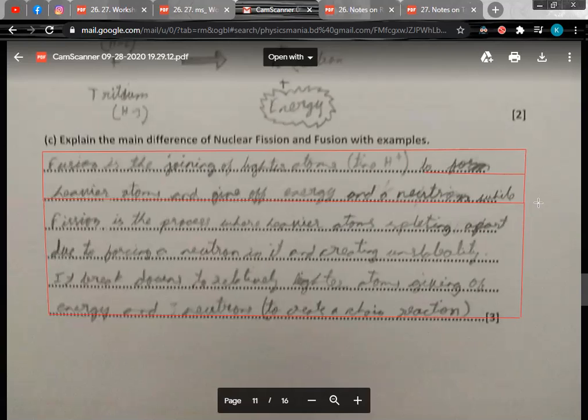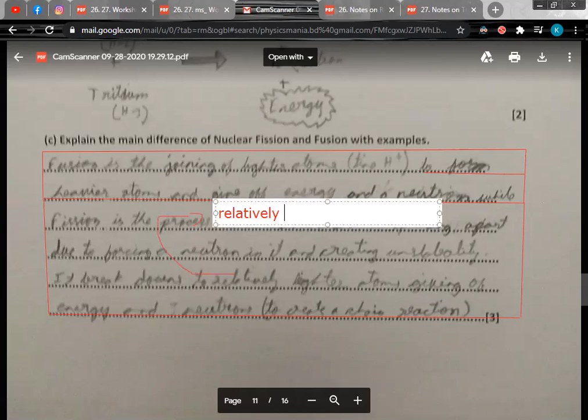So this is one thing. I think you can understand what I meant by relatively now. Relatively lighter atom giving off energy and neutron to create a chain reaction. Okay, sir, let me explain what relatively means.